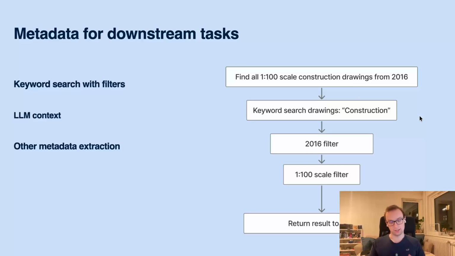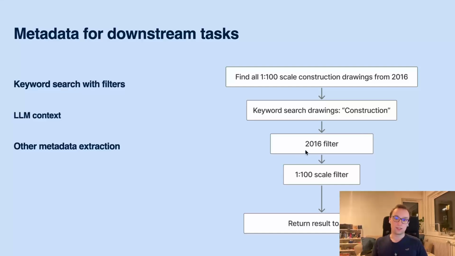Or let's say that's what you want to do, right? You can then do a keyword search for construction. So you find all documents containing the word construction, typically from OCRing. You OCR the text, then you index it, and then you can keyword search.